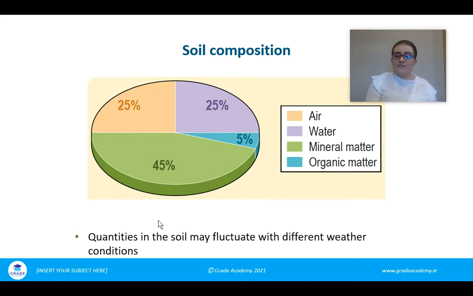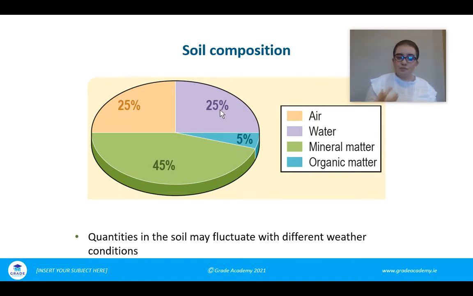So the quantities may fluctuate with different weather conditions. What I mean by that is that within the soil, everything always adds up to 100%. So if we have an awful lot of rain, the water amount might move up to 30%. And if the water amount in the soil moves up to 30%, well then there's only a certain amount of room in the soil, so the air might move back to 20%. You do always want to keep the figures as they are here, because that's, I suppose, the ideal structure of the soil.